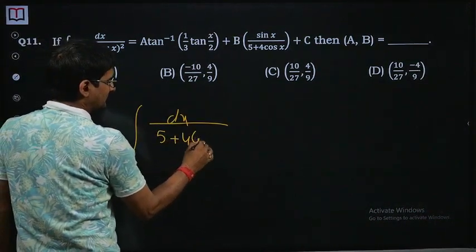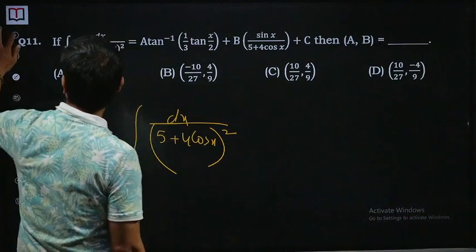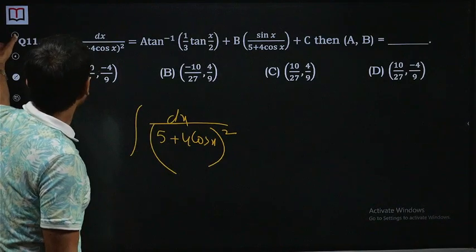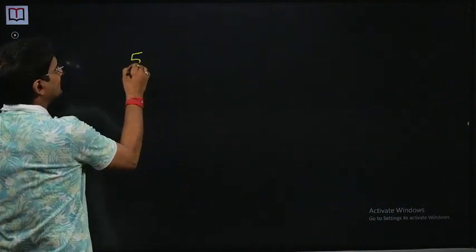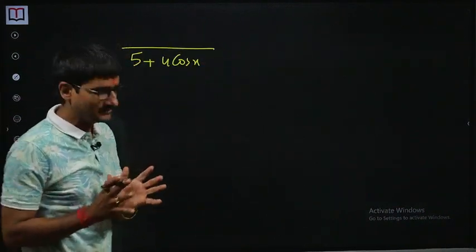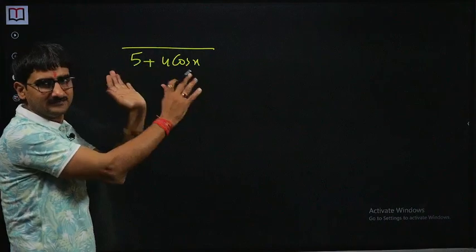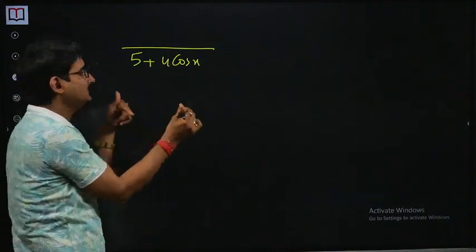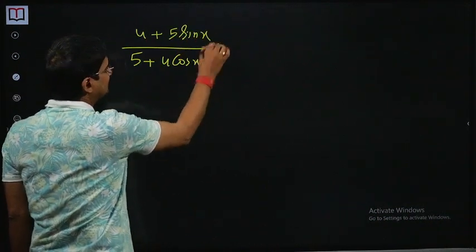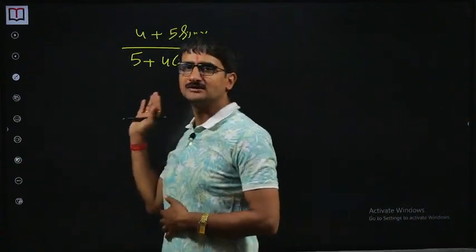5 plus 4 cos x whole square. It's a very special case. How I prefer to approach it is: forget about the square term in the denominator, just consider the linear term, then reverse the coefficients and replace cos x by its derivative. So it's 4 plus 5 sin x. Did you understand what I said? I said don't consider the square of the denominator, just consider the linear term in the denominator.